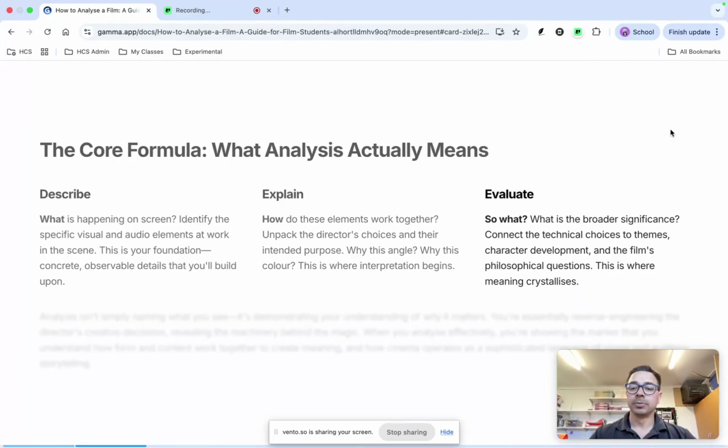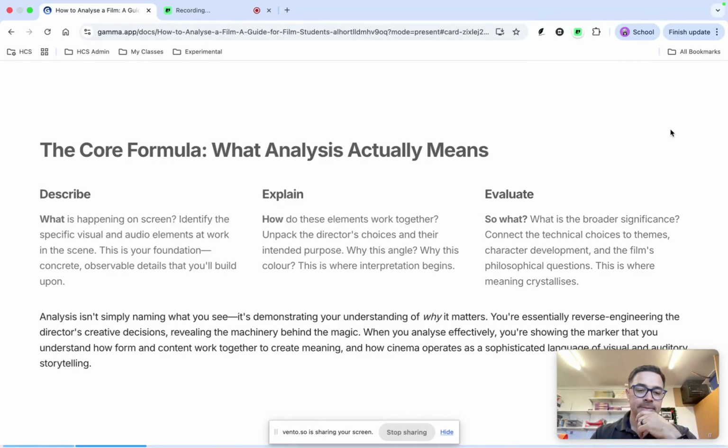And finally, it's the evaluation. So, what is the broader significance of what we're seeing here? This is where we connect the technical choices to themes, the character development, the film's philosophical questions like Baudrillard and Plato's allegory of the cave that we've discussed previously. It's where we put everything together and we really shape up the structure of our essay in terms of how we're answering that question. So it moves beyond what you're just seeing. It's demonstrating that you understand why it actually matters.